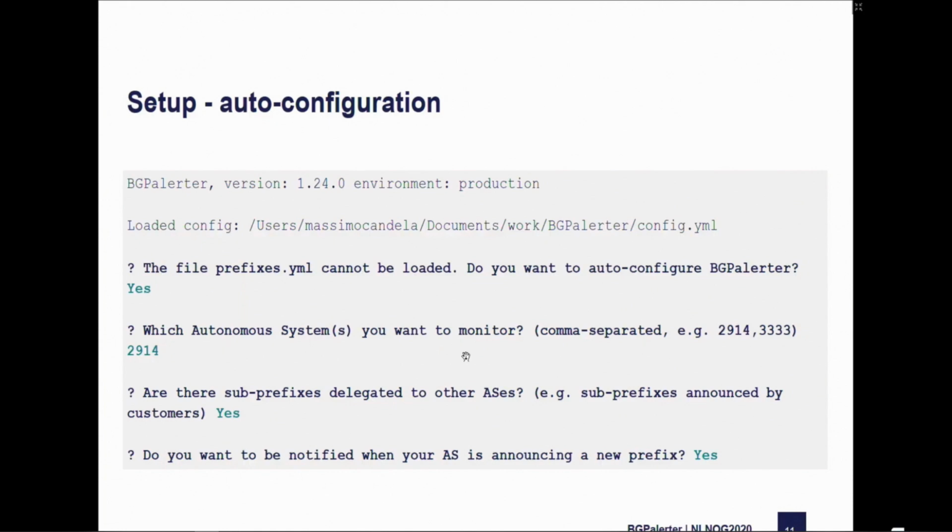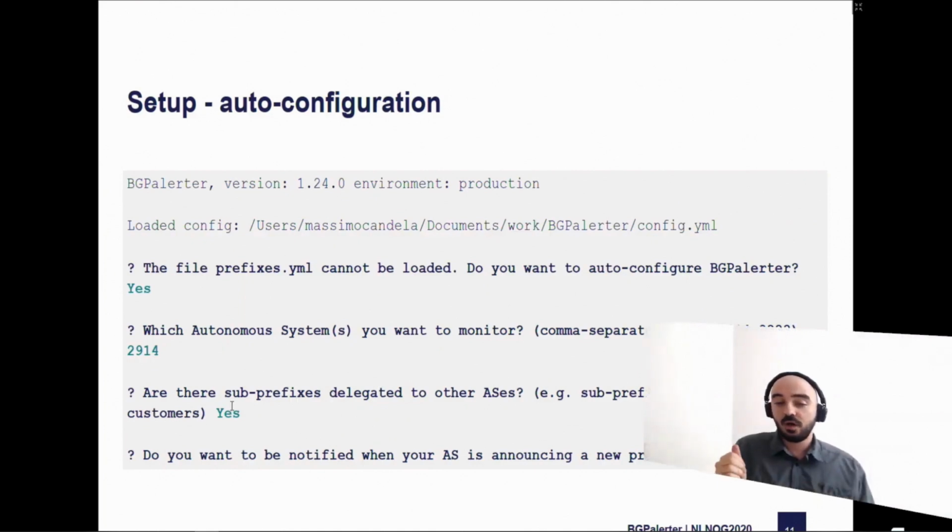And you can also, as we will see briefly later, create user groups. So you can monitor all the autonomous systems or the prefixes that you want, and send the alerts to different user groups if you decide. The next question is whether there are any other autonomous systems announcing part of your address space. If that is true, you answer yes. If you don't know, answer yes, in case BGP Alerter will compute it anyway, and you can revise it.